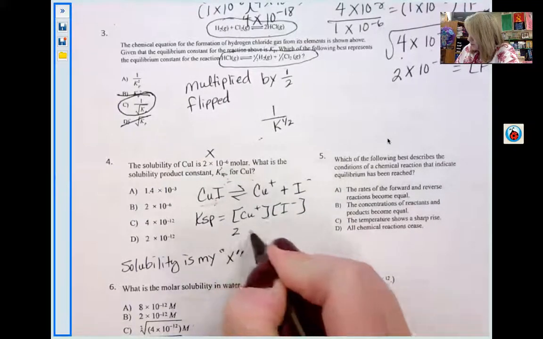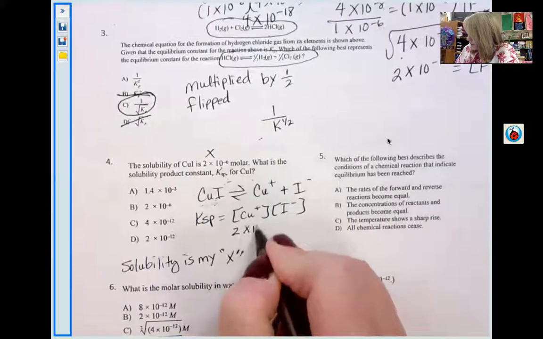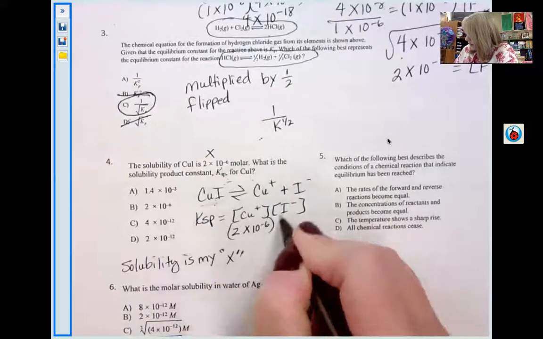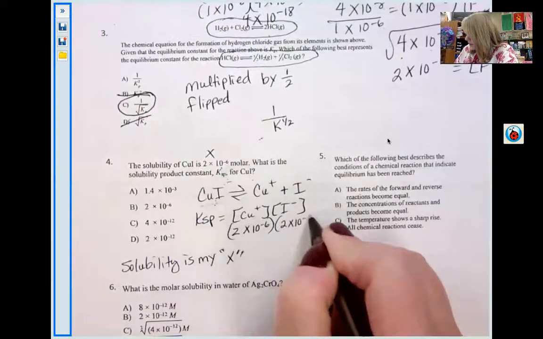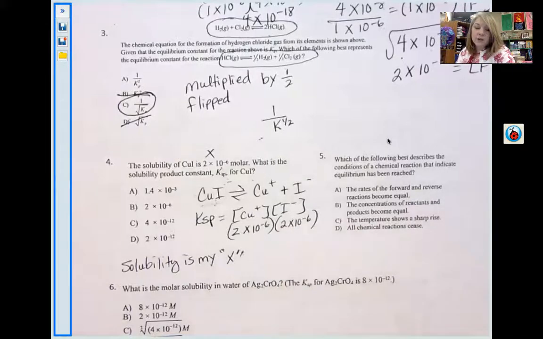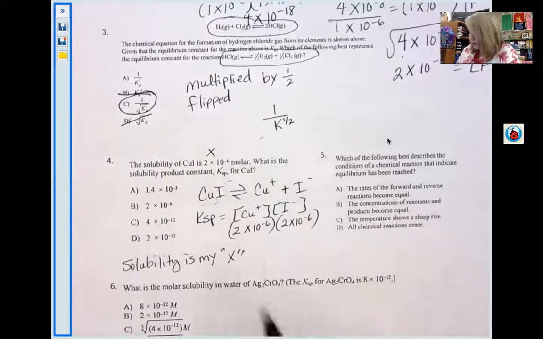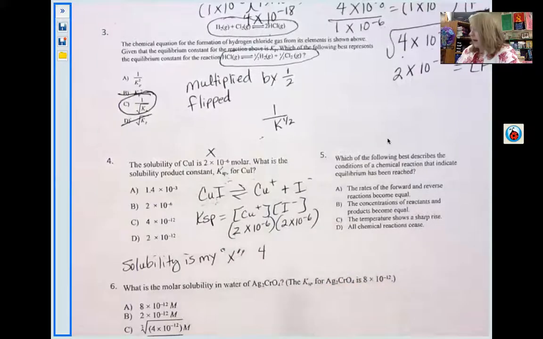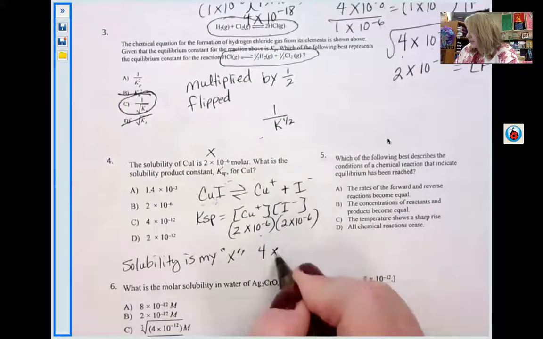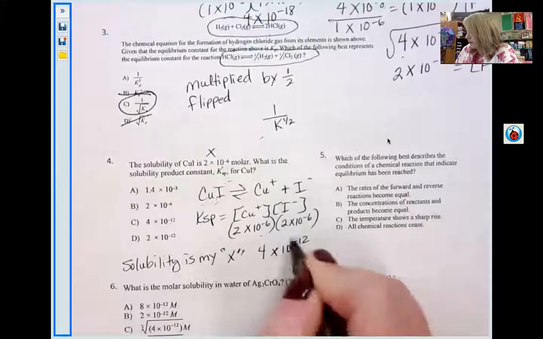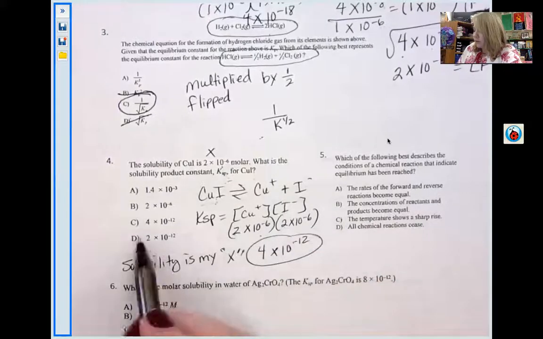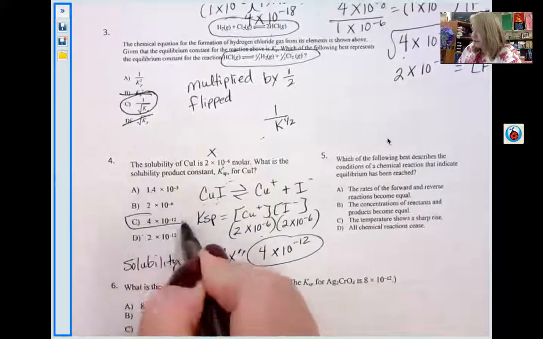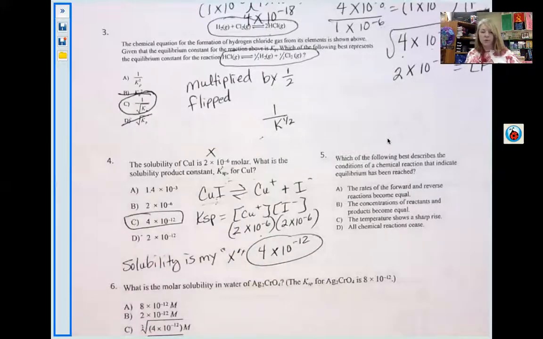So this would normally be an X, 2 times 10 to the negative 6. And this is an X, 2 times 10 to the negative 6. And I let you guys use a calculator on this, but we could do this without a calculator pretty quickly. If you just multiply 2 times 2 is 4, okay, and then add your exponents. So times 10 to the negative 12. Here's your answer. So we look over here and we get the correct answer of C, number 4.